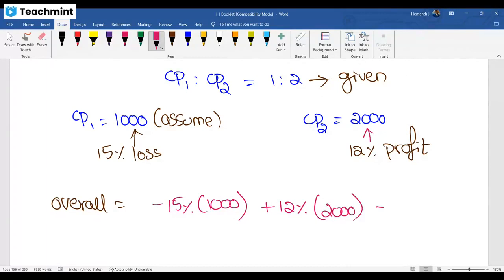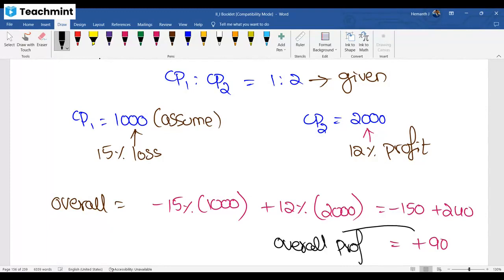Now, 15% means 15 divided by 100. These 2 zeros cancel, so minus 150 will come. 12% means 12 divided by 100. Here 20, here 12. 12 into 20 is 240. You got plus or minus here finally? Plus. Plus means you have a profit. You have both options, profit and loss. Here I got plus overall, which indicates I have profit overall. The overall profit is 90.